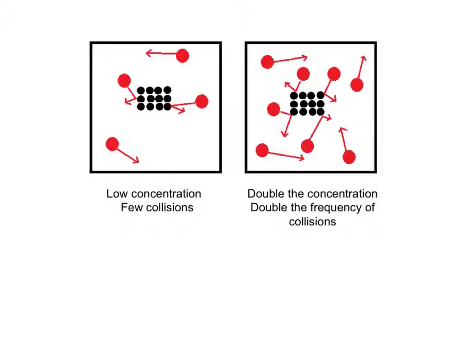Let's look at another example of a chemical reaction, for example between solid magnesium ribbon, which is shown as these black particles in regular positions because they're a solid, and hydrochloric acid. In a dilute solution of hydrochloric acid, there are few particles in a given volume, and therefore there are not very frequent collisions between the acid particles and the metal. However, if we were to double the concentration of the acid, then we double the crowdedness of those acid particles around the magnesium, and we double the frequency of the collisions, and that will double the rate of reaction.